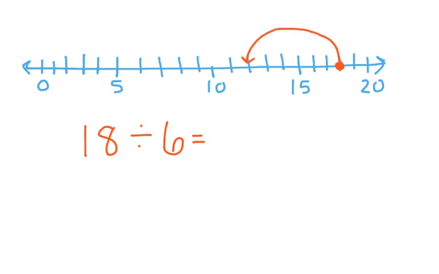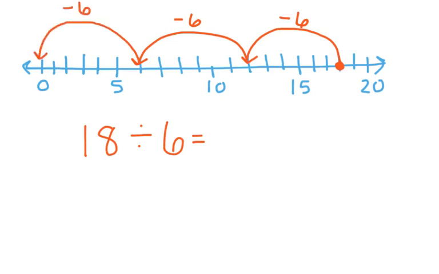I end up here. 18 minus 6 is 12. I'm at the 12 tick mark. I'm going to repeat that again. 12 minus 6 is 6, and 6 minus 6 is 0. Notice I subtracted 6 1, 2, 3 times, so 18 divided by 6 is 3. I can do this with any number, and you'll actually see in future lessons it also allows you to visualize remainders.